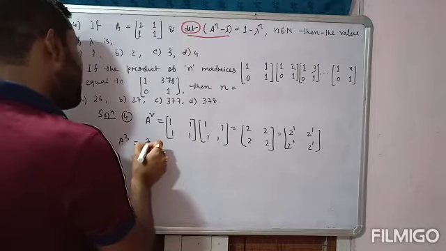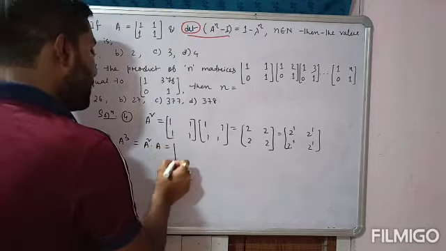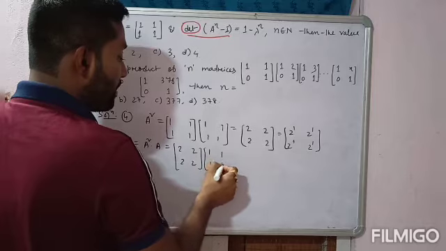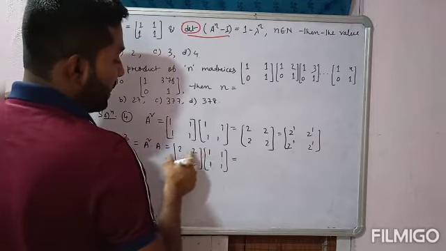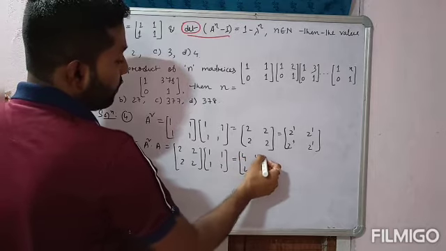In the same way, now find out A cube also. A cube means A square into A. So A square into A means [[2, 2], [2, 2]] into matrix A, which is [[1, 1], [1, 1]]. Now if you multiply it, 2 plus 2, that is 4, 4, 4, 4.